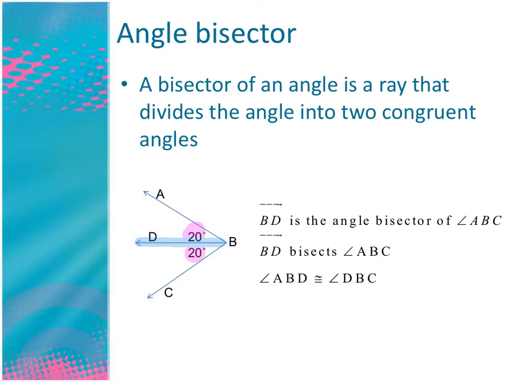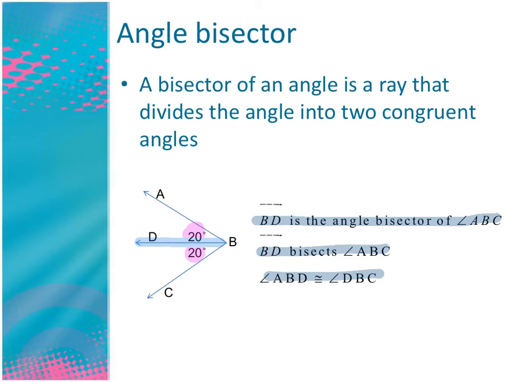The other way you'll see it is exactly as it's written: ray BD is the angle bisector of angle ABC. So if that 20 and 20 were not there, you would at least know that they were equal. You may not know their measure, but you would know that they're equal. Or it will say ray BD bisects angle ABC. It means exactly the same thing. Or it will say angle ABD is equal to angle DBC. So if they are adjacent, which means next to, not overlapping, and they are equal, then that middle ray is going to be your angle bisector.